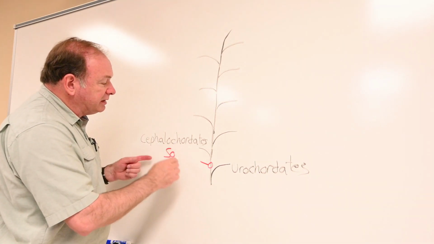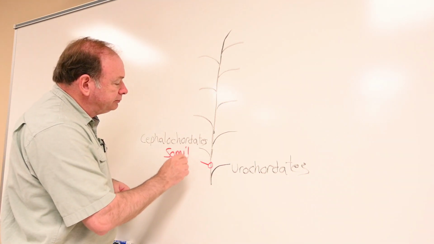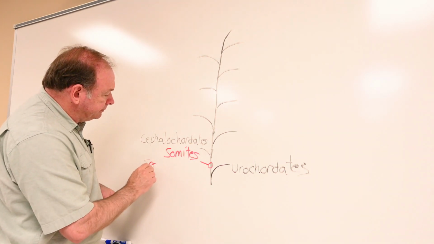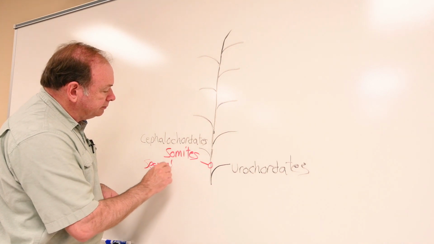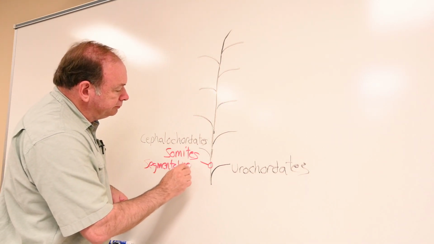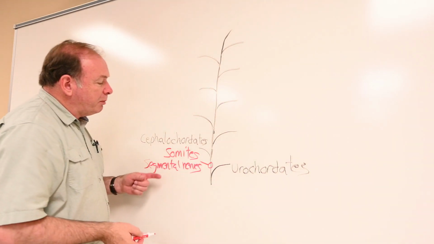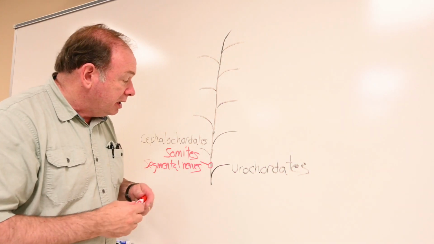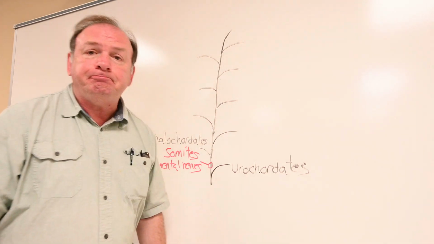So cephalochordates have somites and segmental nerves. Somites and segmental nerves. So first, let's take a little moment to explain what those features are.